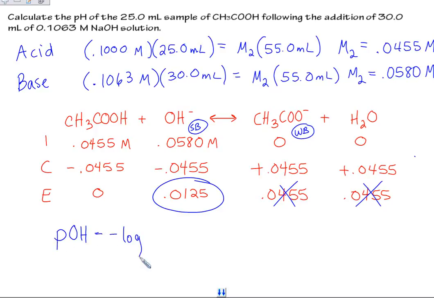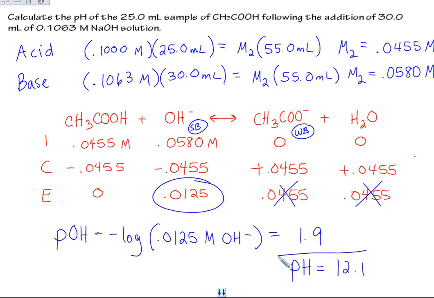Opposite log. 0.0125 molar hydroxide. That should get me about 1.9-ish. And if I subtract that from 14, I get a pH of about 12.1, which seems pretty accurate if we look back at the original graph. We've gone beyond the equivalence point now, so I should have excess base.